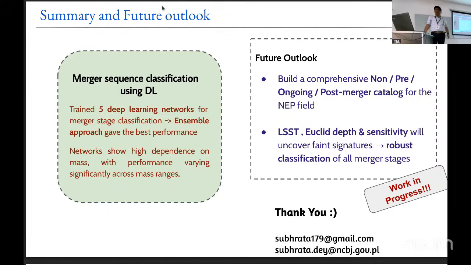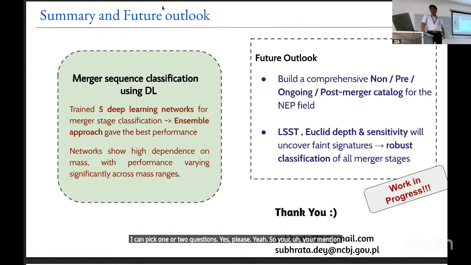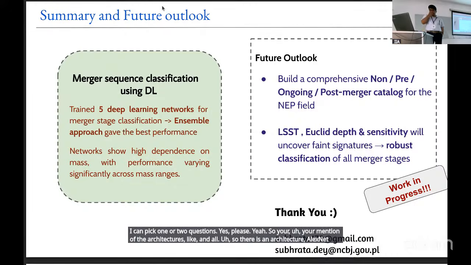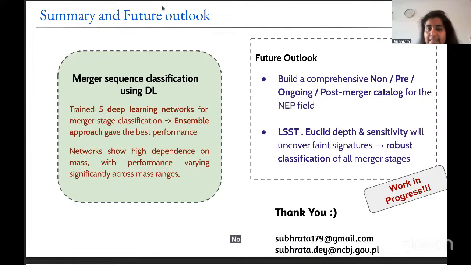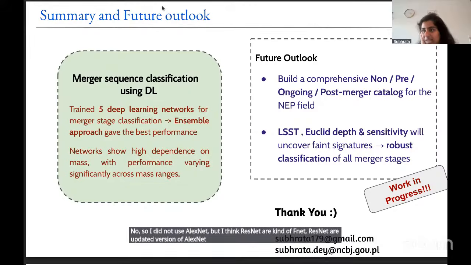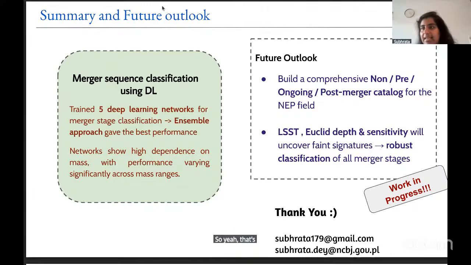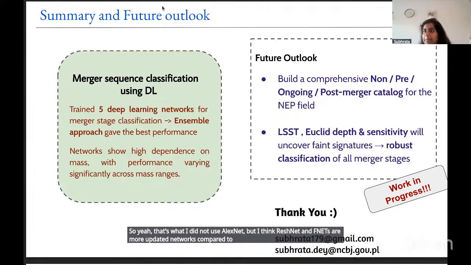Yes, please. You have mentioned architectures like ZooBot and all. There is one architecture, AlexNet, that people use to classify galaxy images. It is not in your architectures. Is there any reason? No, I did not use AlexNet, but I think ResNet and similar networks are updated versions of AlexNet. They are evolving the same AlexNet into much more complex networks. So that's why I did not use AlexNet, but I think ResNet and the others are more updated networks compared to AlexNet.